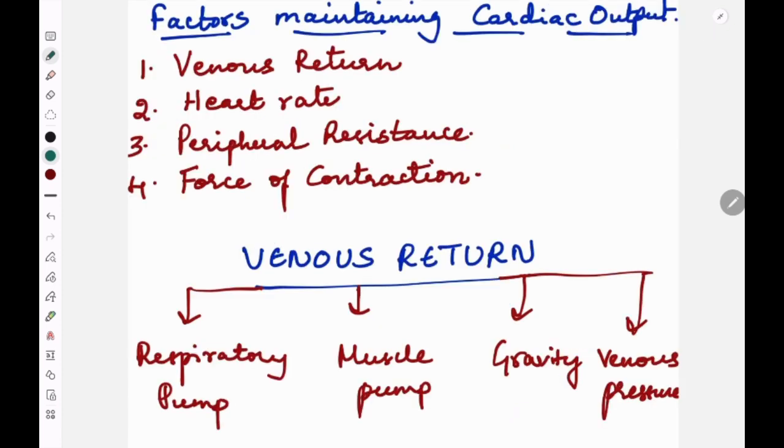Now let us discuss another most important heading in the cardiac output, that is, what are the factors affecting and maintaining the cardiac output. So basically there are four important major factors that are involved in maintaining the cardiac output in the body. What are the factors that are contributing in the cardiac output? The first one is venous return. The second one is heart rate. Third one is peripheral resistance, and the fourth one is force of contraction. We need to discuss each factor in detail.